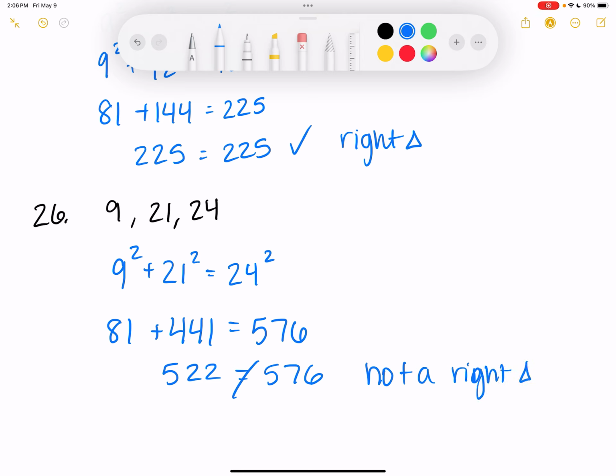Can we just put no solution? So does that mean it's a left triangle? No, it's not a solution, it's right triangle or not. Because these could very well be side lengths of a triangle, they're just not side lengths of a right triangle.